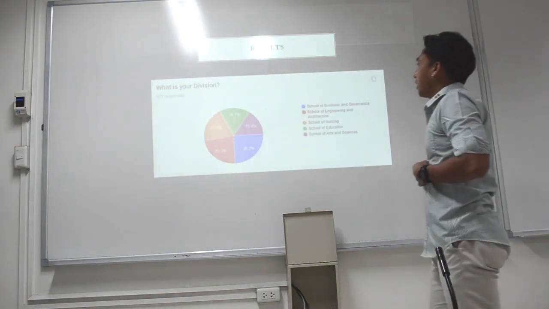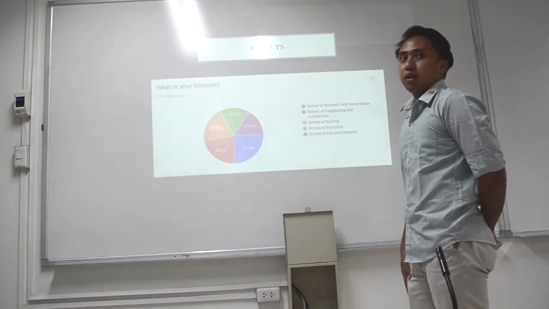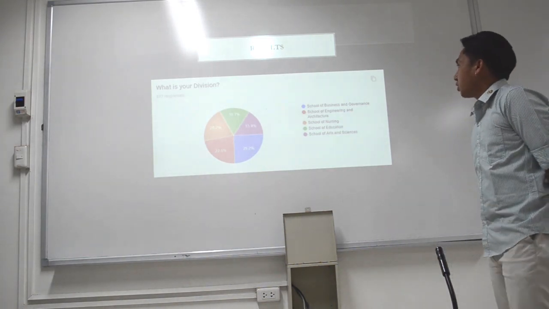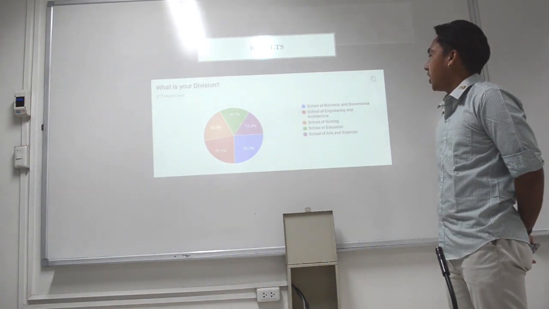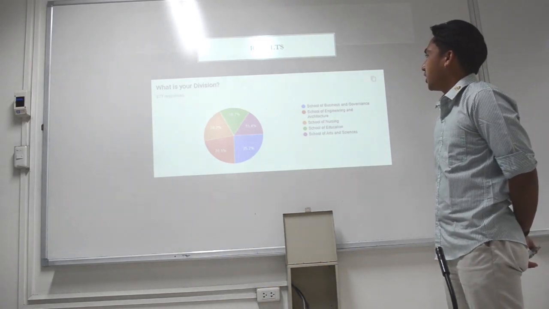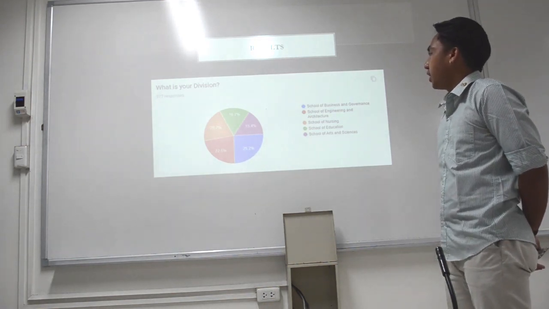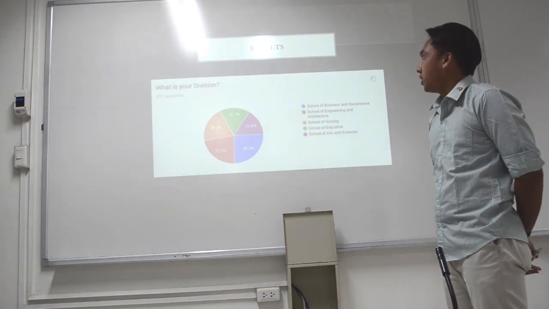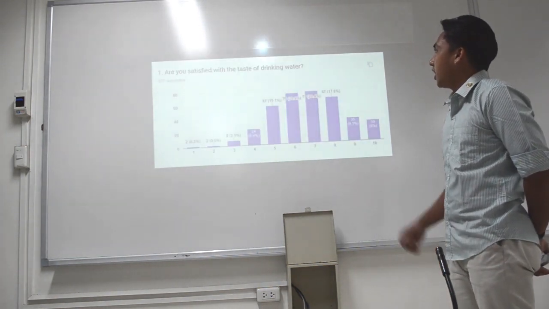For the results, the division of respondents who answered our survey questionnaire is 25.2% for the School of Business and Governance, 22.5% for the School of Engineering, 22.2% for the School of Nursing, 16.7% for the School of Education, and 15% for the School of Arts and Sciences. We use the pie graph because it is a nominal division.